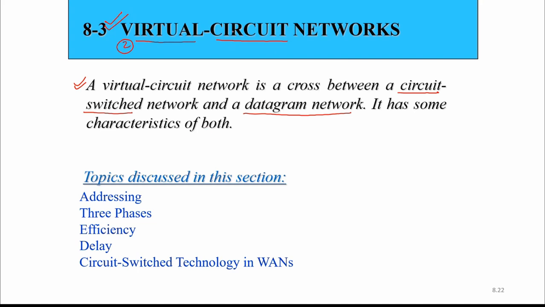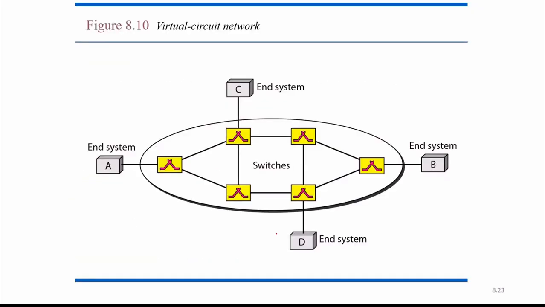So this is the virtual circuit network. We will see some more basics about it: what addressing is, what the three phases are, since here also it has three phases, what the efficiency and delay are, and where it is used. It is basically used in WAN type networks. This is the basic idea and structure of a virtual circuit network.